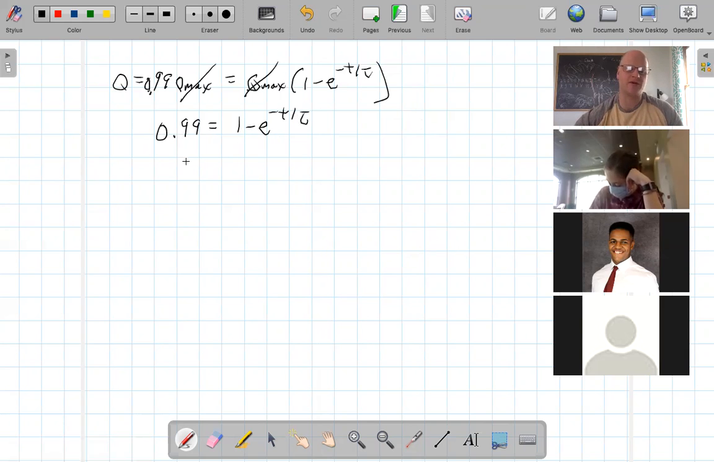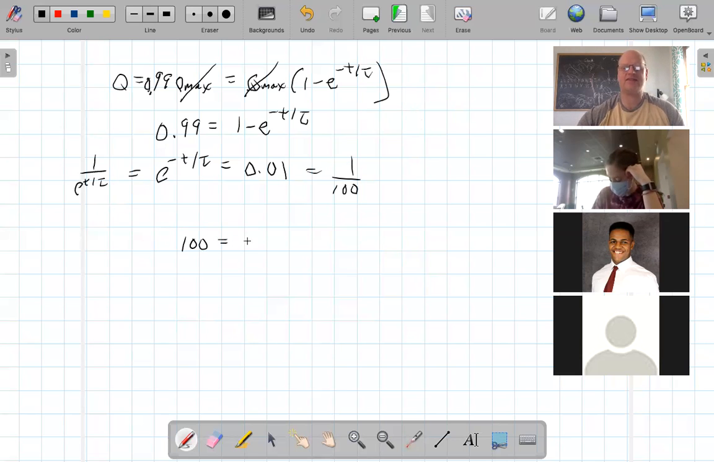So now I'm going to add this term over here and subtract this term over here. So I get E to the minus t divided by tau is equal to 0.01. I want to get rid of this negative because I want the time, I don't want negative the time. So I'm going to take 1 over each one of these. Remember, this is the same thing as 1 over E to the t divided by tau. So I'm going to cross multiply, and this is the same thing as 1 over 100. So I get 100 is equal to E to the t divided by tau.